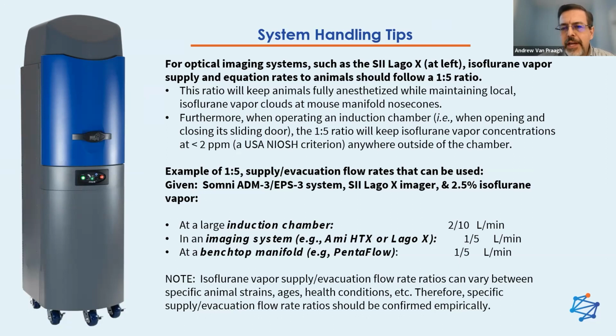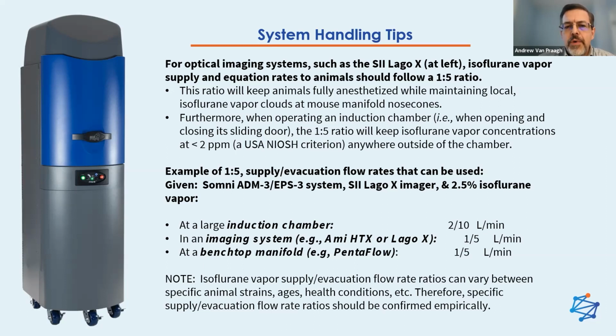So the primary thing to be able to set up is a relative flow rate. This is actually very important because the right flow rate will keep your animals fully anesthetized, maintaining a local anesthetic gas exposure without causing that gas to spread across the lab benchtop or to be pressurized out of the induction chamber or to spread throughout the imaging cabinet of your imager.